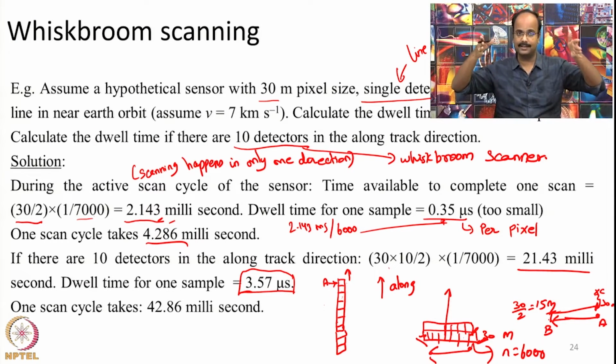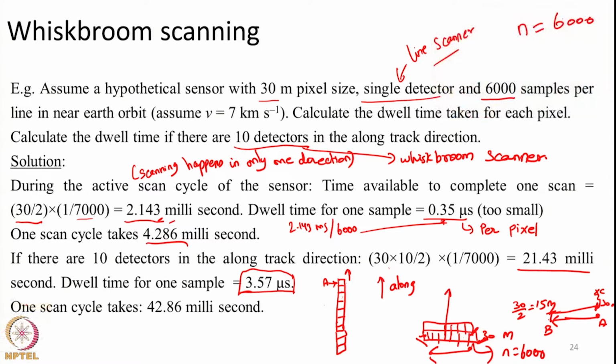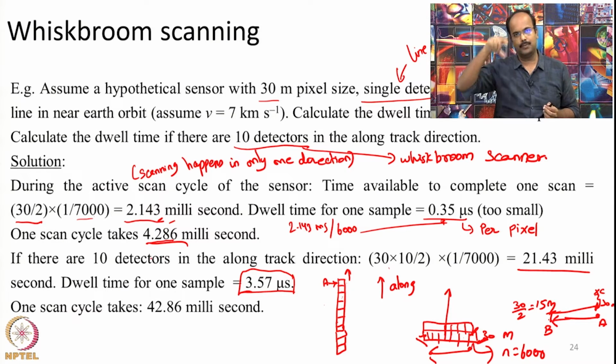Then there will be 6,000 detectors in the across track. If it is a push broom scanner, there will be 6,000 detectors in the across track direction. So, what is the time available for us? The time available for us to complete one line is 4.2 milliseconds, that is, the satellite has a time of 4.2 milliseconds to move from the starting point to 30 meters ahead, right. So, it can collect data for the entire 4.2 milliseconds.